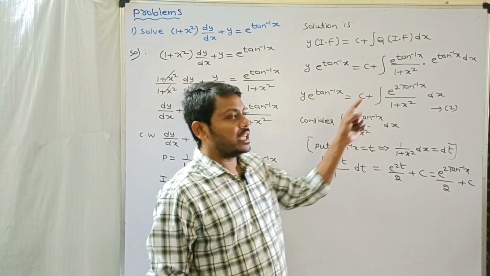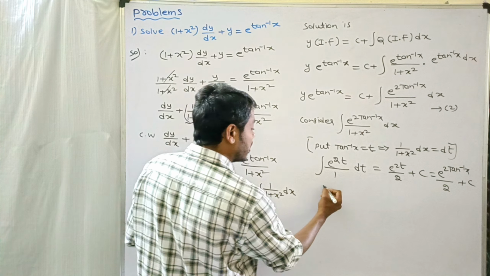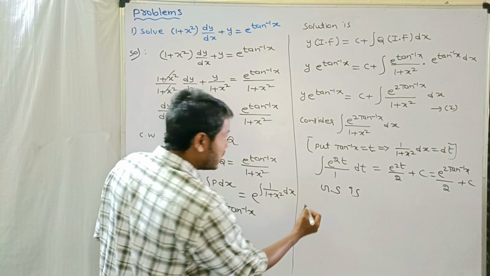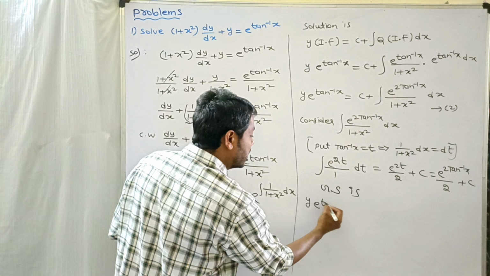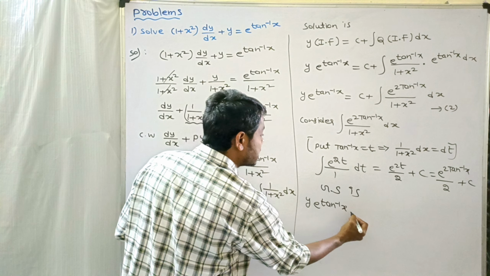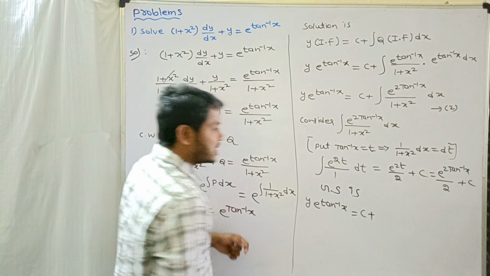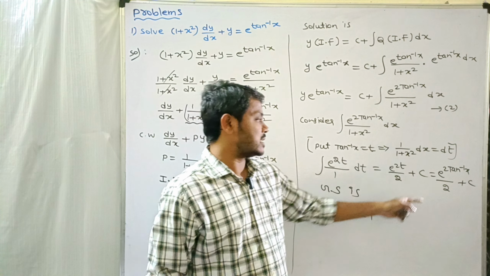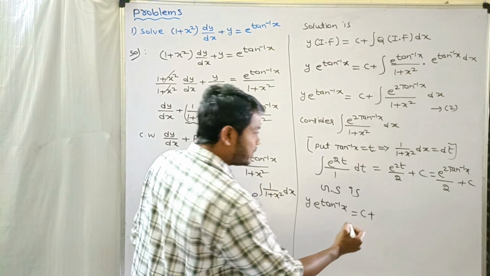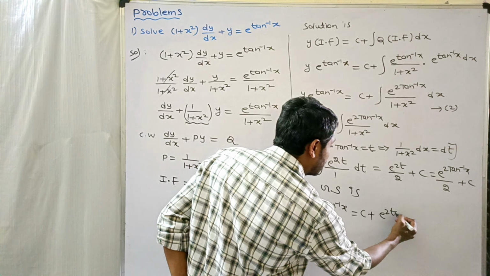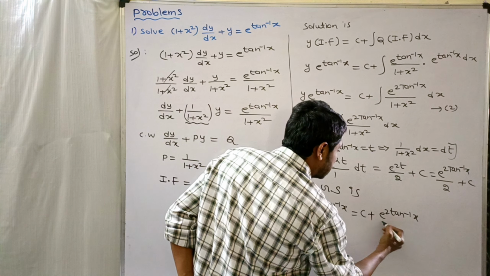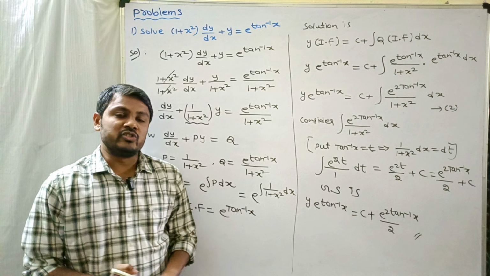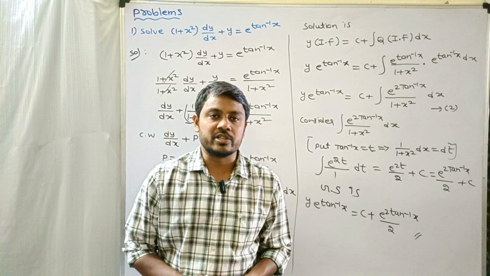So substitute in equation 2. Therefore, the GS, meaning general solution, is y times e^(tan⁻¹x) equals c plus the integral of e^(2tan⁻¹x)/(1 + x²) dx, that is e^(2tan⁻¹x)/2. So this is the general solution for the given differential equation.